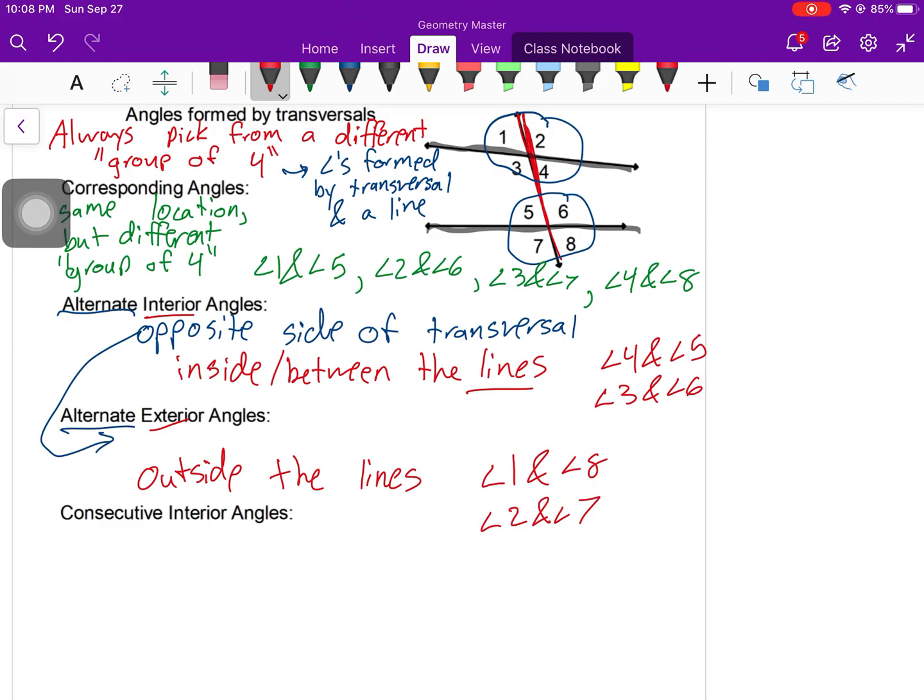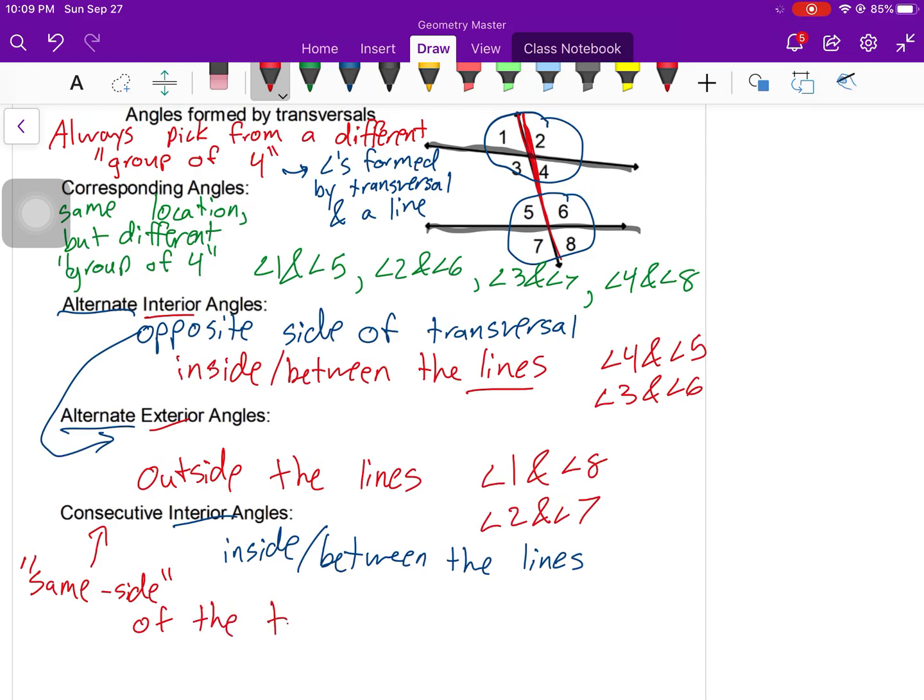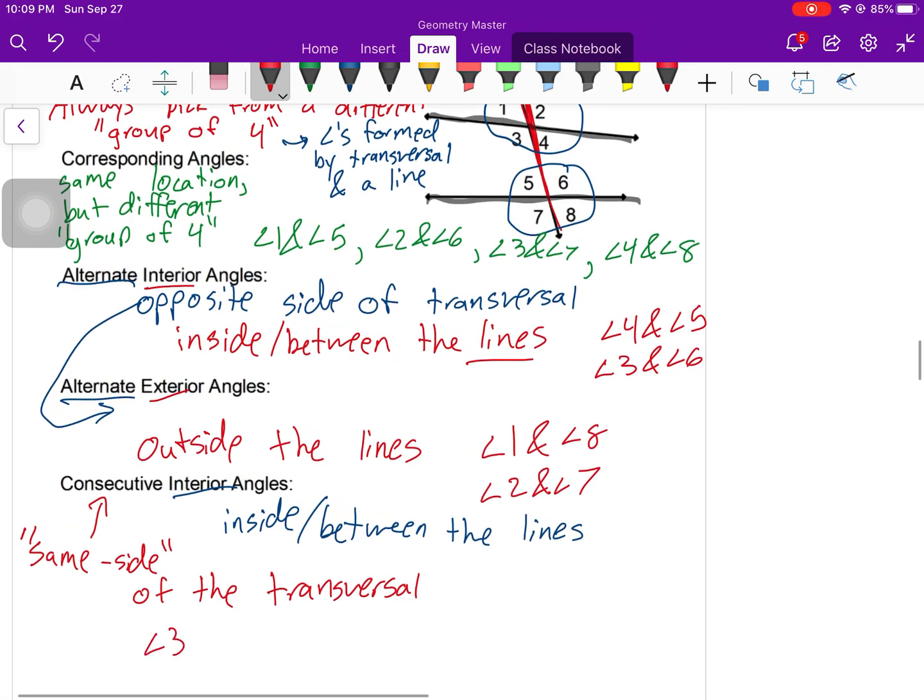So then the last one on this page is the consecutive interior angles. Again, interior tells us inside, so between the lines. And the word consecutive is what is going to maybe throw some of us off. You could say this is as same side of the transversal. So my examples here would be angle 3 and angle 5, or angle 4 and angle 6.